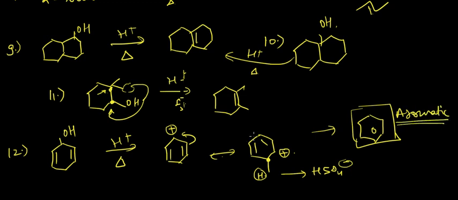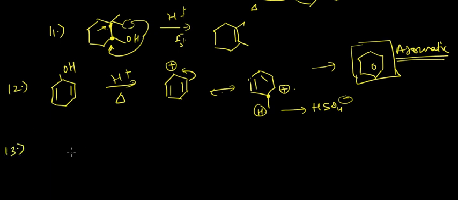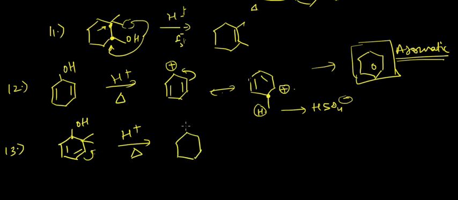Okay, let's see what happens in this case, where we have OH and H plus and heat. What happens here is positive charge comes on here, on rearrangement it comes here. Why? Because of two reasons. We have more number of alpha hydrogen as well as conjugating double bond with the positive charged carbocation. So we would have something like this.